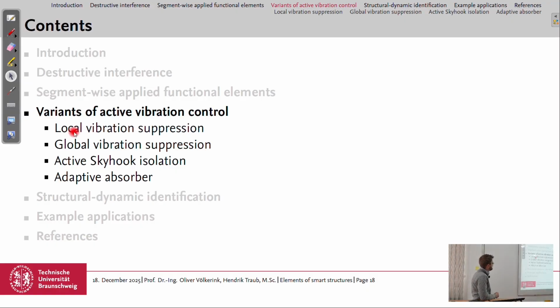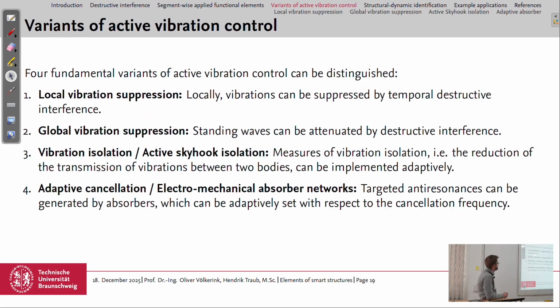So now coming back again to the local and global vibration suppression and two other measures in terms of smart structures. We have 4 fundamental variants. 2 we already had a look at: the local vibration suppression, which locally suppresses vibration by temporal destructive interference, so only at one point the structure is calmed down. And we have the global vibration suppression, where we use the standing waves or the eigenmodes to attenuate vibration by destructive interference in the whole structure, at least for the eigenmodes we want to tackle.